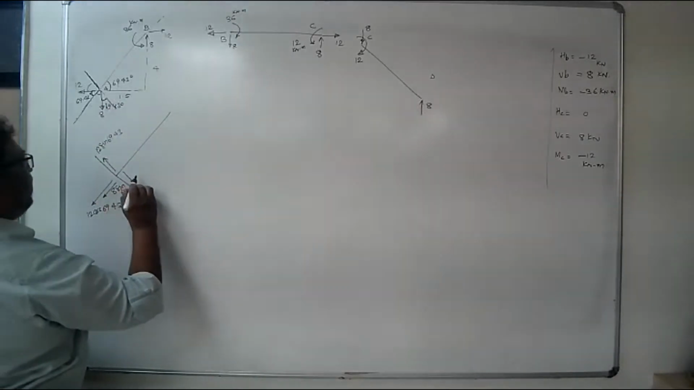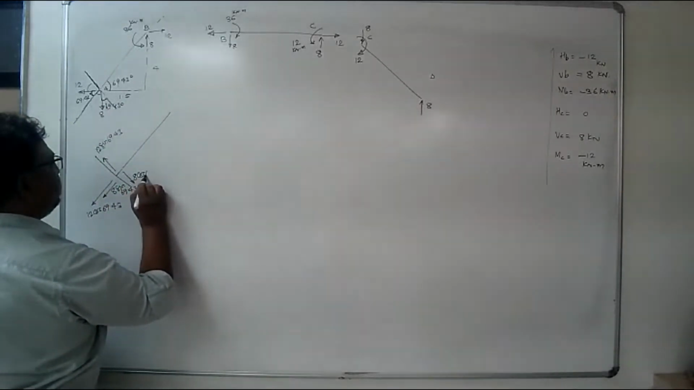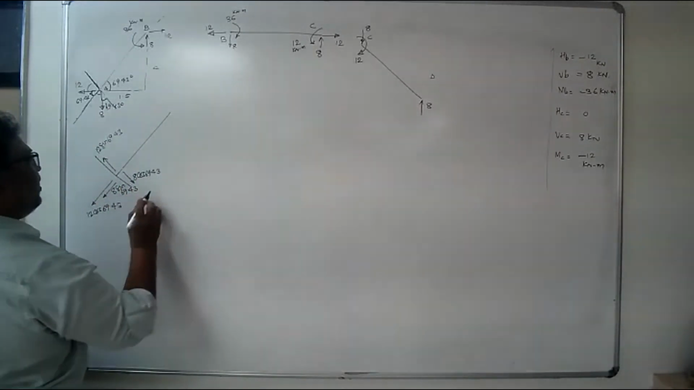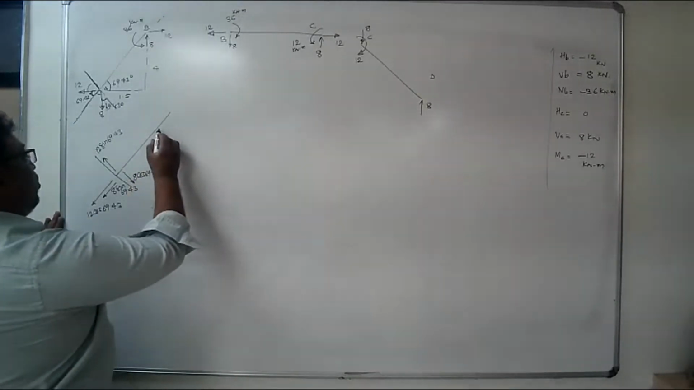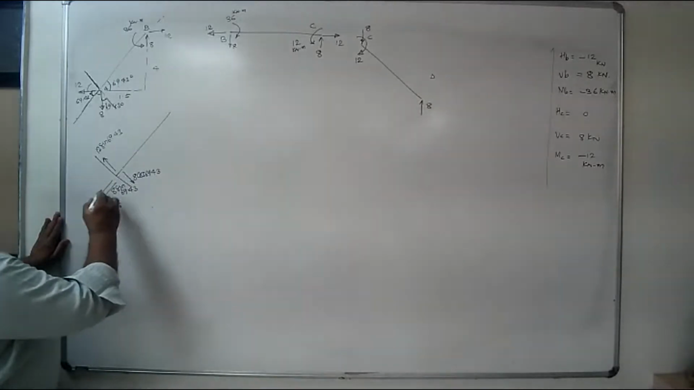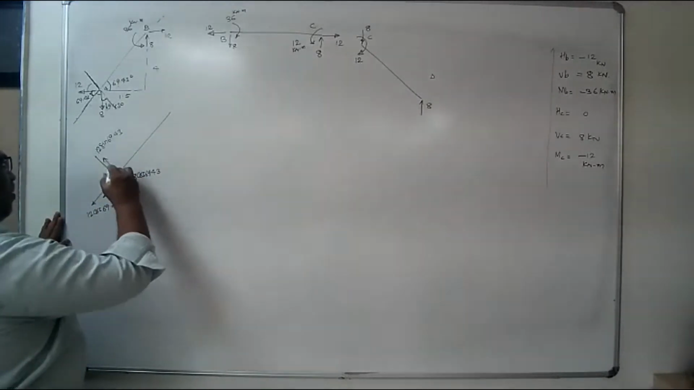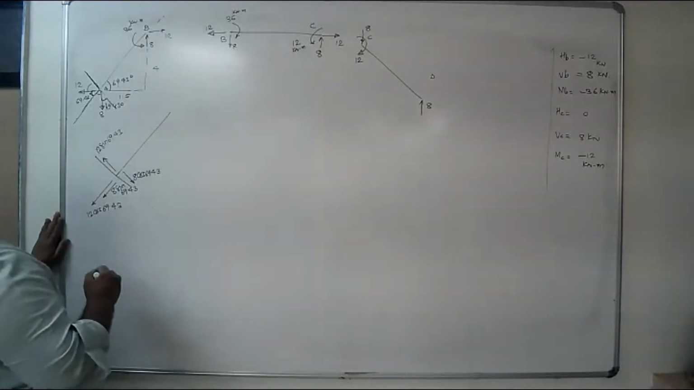So it will be 8 cos of 69.43 degrees. So what is the total component along, and what is the total component perpendicular to this member?